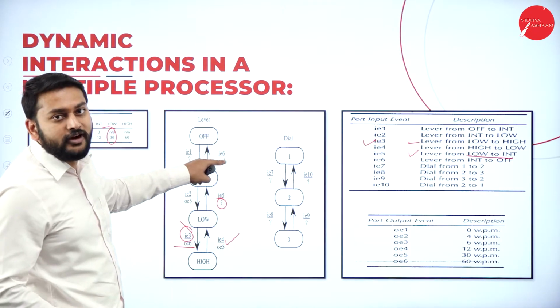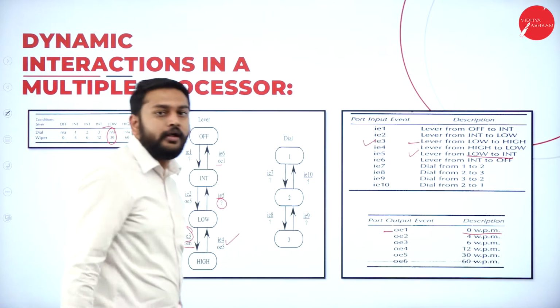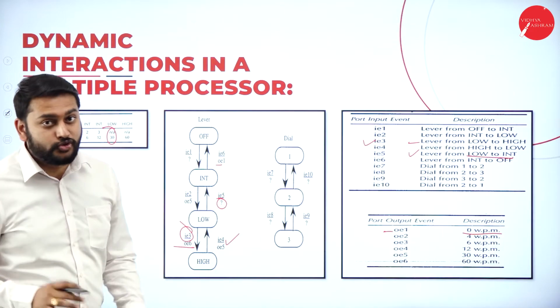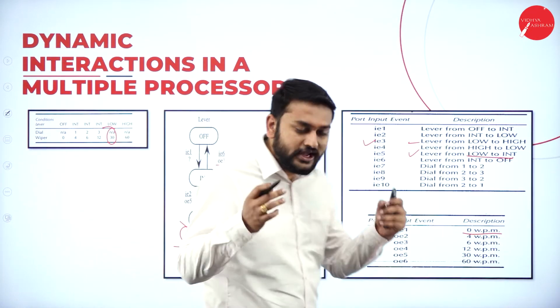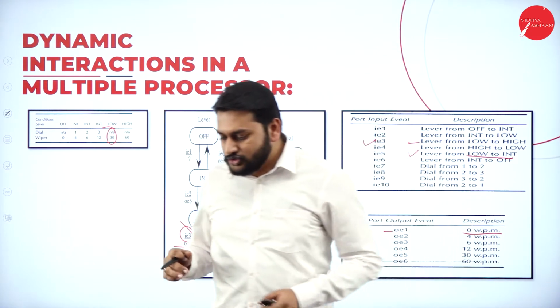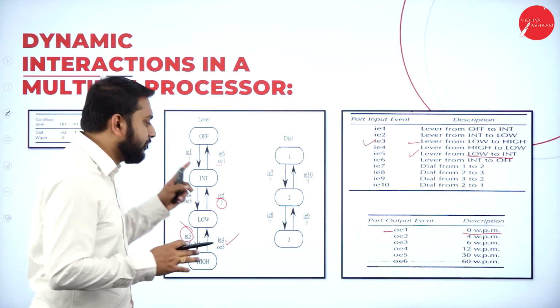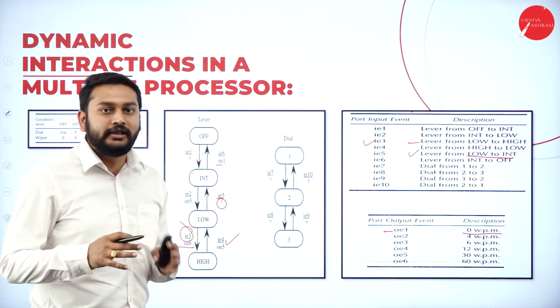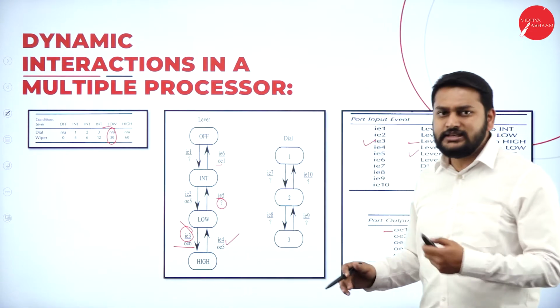So my output event will be, guys, OE1, that is 0 rotations per minute. That's what you need to understand. So this is our best example that we are trying to understand. All right, so multiple things are happening, and a lot of communications are happening here dynamically. So that's what you need to remember. Let me explain this in detail.